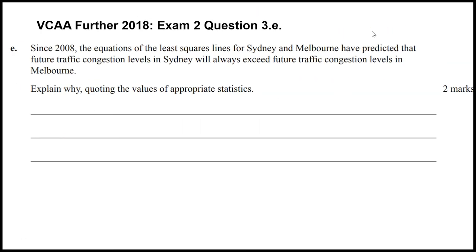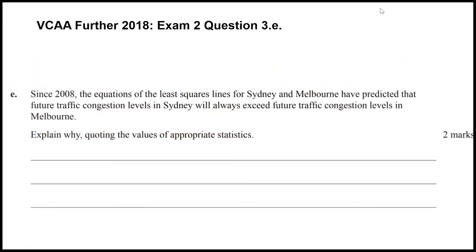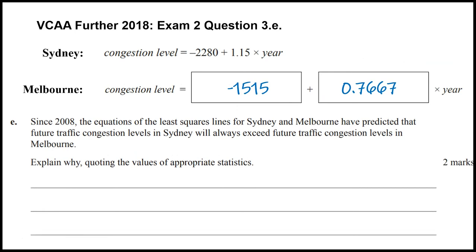This was the last part of that extended response question on traffic congestion, and it was the one that students found the most difficult. Since 2008, the equations of the least squares lines for Sydney and Melbourne have predicted that future traffic congestion levels in Sydney will always exceed future traffic congestion levels in Melbourne. Explain why, quoting the values of appropriate statistics. So we need to look back at the equations that we were given. We were given the regression line for Sydney, and students found the regression line for Melbourne in the previous question.